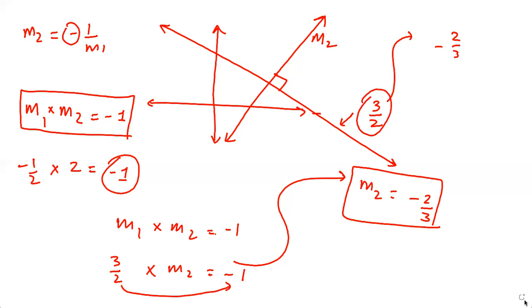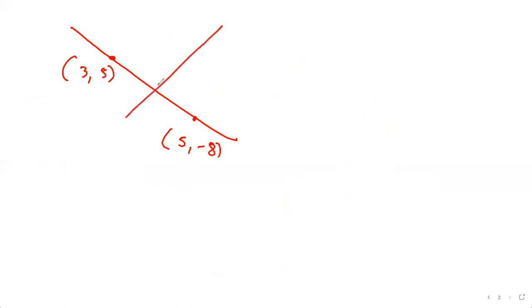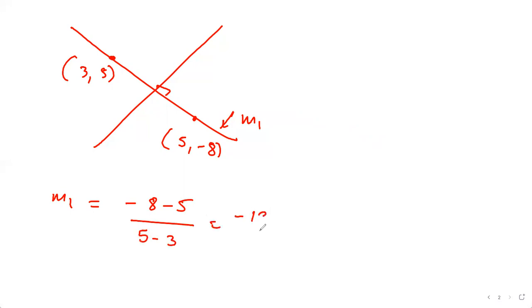Let me give you another example. Let us say there is a line that passes through (3,5) and (5,-8), and I want to find the slope of this line and of a line that is perpendicular to it. First I'm going to find m1. m1 is y2 minus y1 over x2 minus x1, so (-8 - 5) over (5 - 3). -8 minus 5 is -13, upon 2. So we got the slope of this line as -13 upon 2.